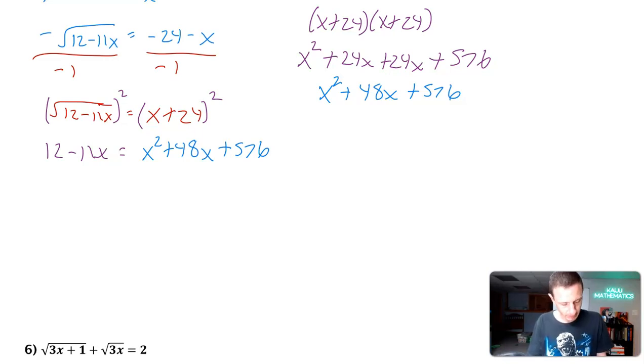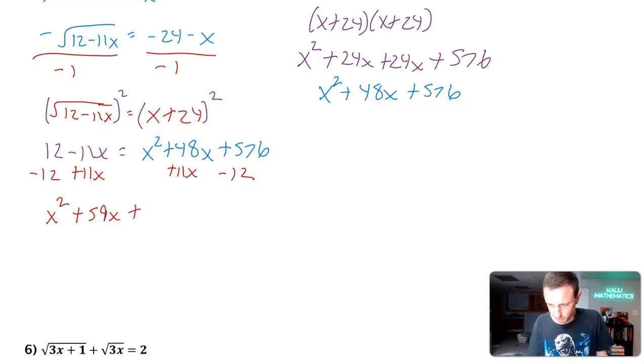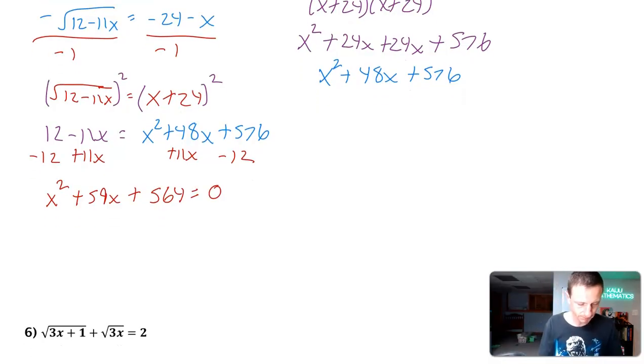Let's get everything over together. I'm going to move everything to the right to keep that x squared positive. I'm going to subtract 12 here and add 11x here. So I'm going to get x squared plus 48 plus 11, which is 59x, plus 576 minus 12, which is 564, equals 0. So move everything over to one side.